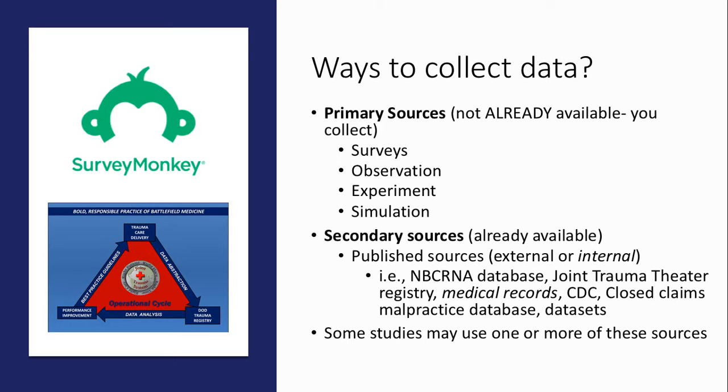Secondary sources are already available. For example, they may be published sources. They may also be medical records. They can be external, which for example might be the NBCRNA database, or in the military, the Joint Trauma Theater Registry. The CDC has a number of databases, closed claims malpractice databases, or even investigator-developed data sets.